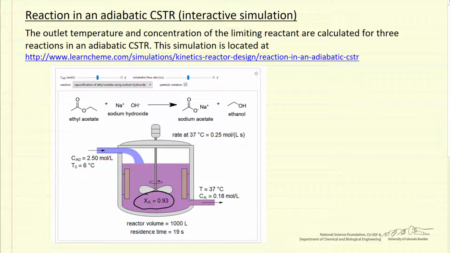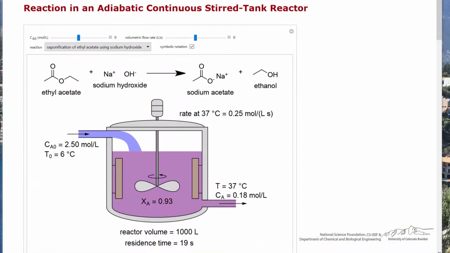So let's look at the interactive simulation. So here's the interactive simulation. You can see if I increase the concentration of the limiting reactant in the feed, then the outlet temperature increases as I get more reaction. Likewise, if I decrease the flow rate, so there's a longer residence time, then the outlet temperature also increases.